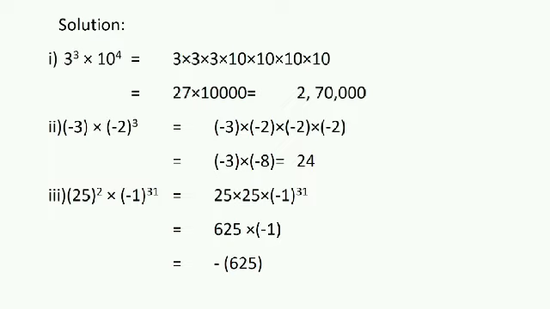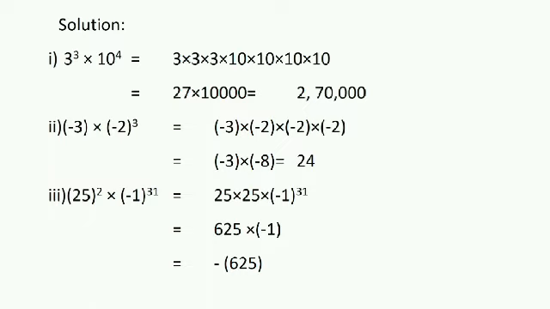Next one, minus 3 into minus 2 whole cube. Here minus 3 is multiplied only once, and minus 2 is multiplied 3 times by itself. Hence we have minus 3 into minus 8. As we have seen in the previous step, when a negative number is multiplied 3 times by itself, as 3 is an odd number, we have got a negative product, that is minus 8. Now, minus 3 into minus 8 is plus 24.